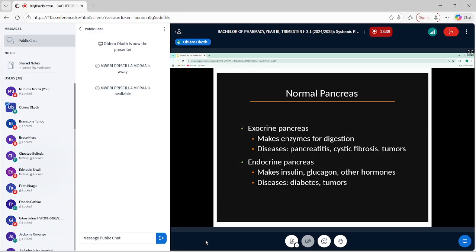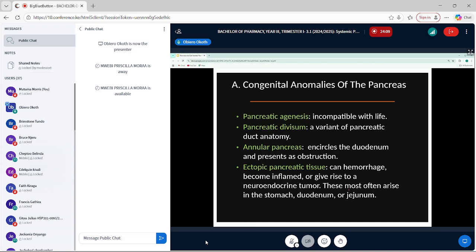So normal pancreas, the exocrine, makes enzymes for digestion. The diseases that we see in the exocrine pancreas are pancreatitis, cystic fibrosis, and even tumors. The endocrine pancreas makes insulin, glucagon, and secretes the hormones, and can have tumors. Okay. Congenital anomalies of the pancreas: you can have pancreatic agenesis. Pancreatic agenesis is incompatible with life. You need a lot of pancreatic enzymes for digestion.